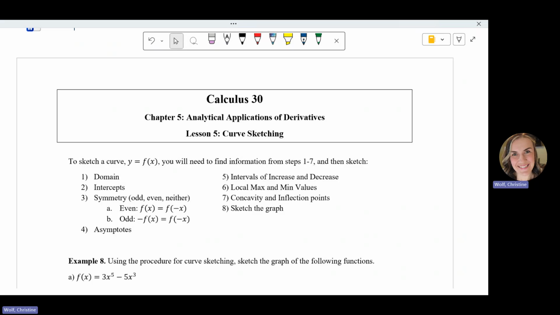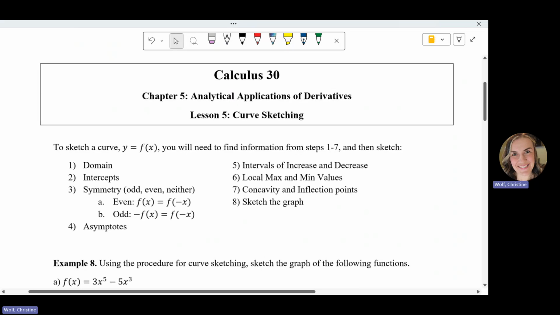So as you can see, we are going to be doing curve sketching. So we are going to actually sketch a graph. And we are going to use these 8 steps that you see lined out here to sketch the graph.